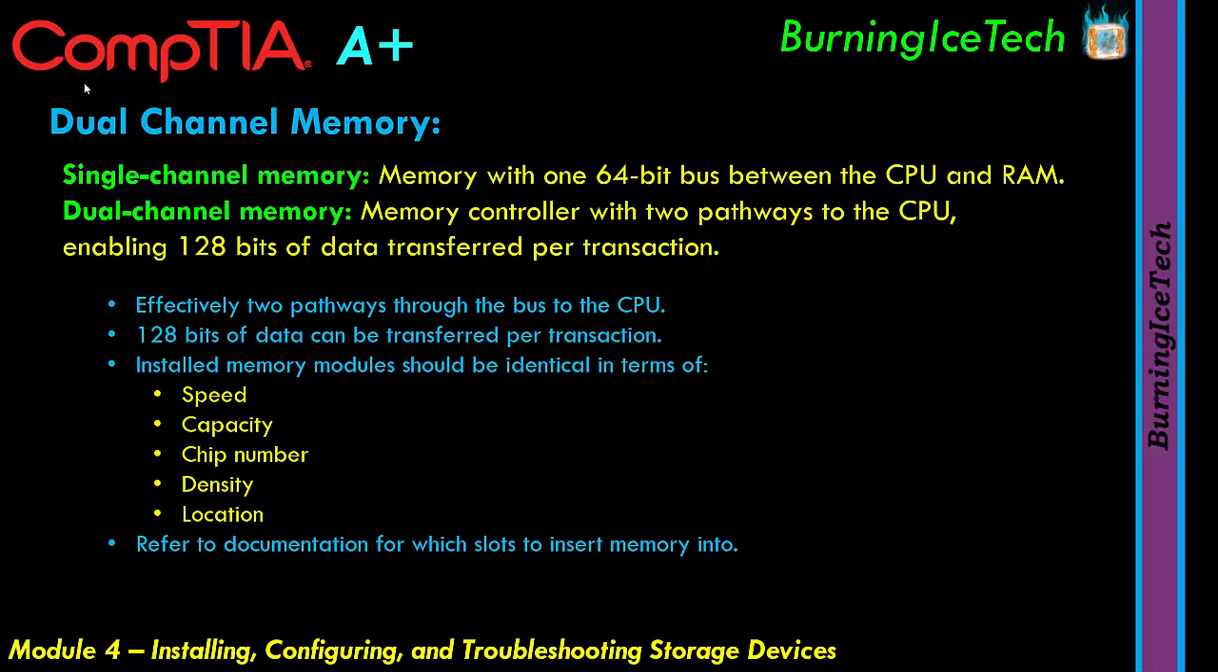So a memory controller with two pathways to the CPU, enabling 128 bits, which, if you guys haven't done the math yet, is exactly double the 64-bit. So effectively two pathways through the bus to the CPU. 128 bits of data can be transferred per transaction.